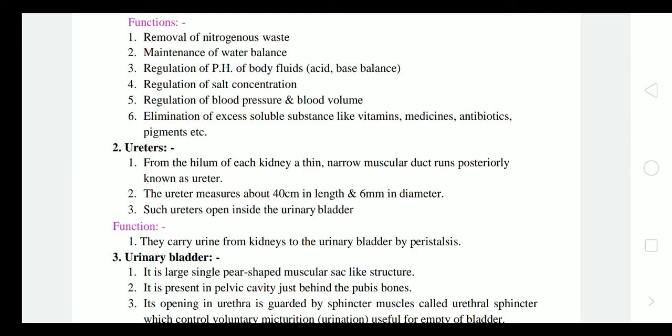Elimination of excess soluble substances like vitamins, medicines, antibiotics and pigments. So the extra soluble substances like these, which are not required for our body for longer time, are removed.